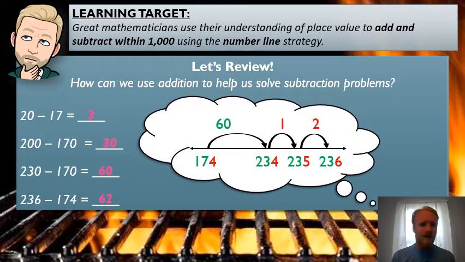And when we look at this one, I already know that if I add 60 and do a big jump of 60, 174 plus 60 is 234. Then I should have to jump 2 more. So 60 plus 2, 62. Look at that. So I'm using my number line. I'm using addition to help me solve. Let's jump into today's problems.